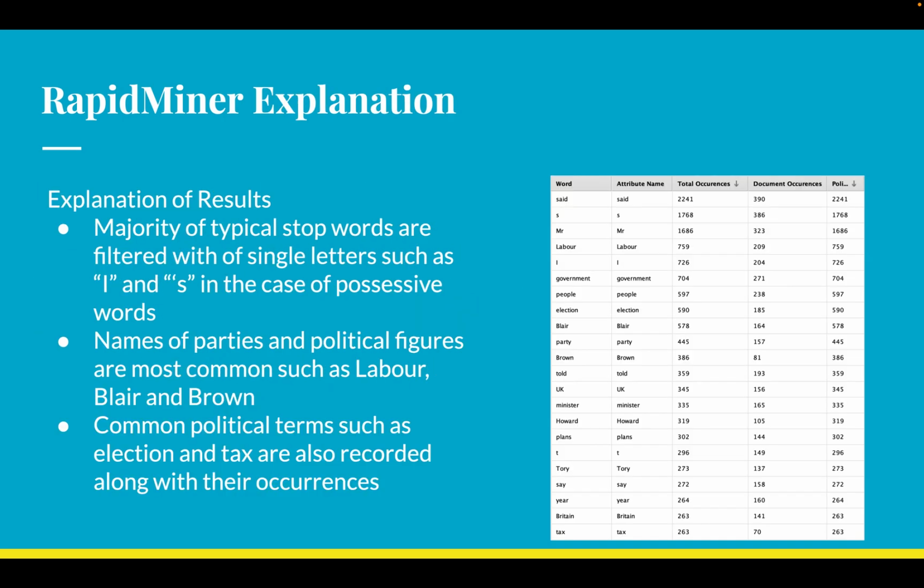So here's our explanation. The majority of stop words are being filtered, however certain ones such as I and S, which are due to possessive words, are not filtered out. Names of parties and political figures such as Labour and Brown are found, and other political terms such as government and tax.